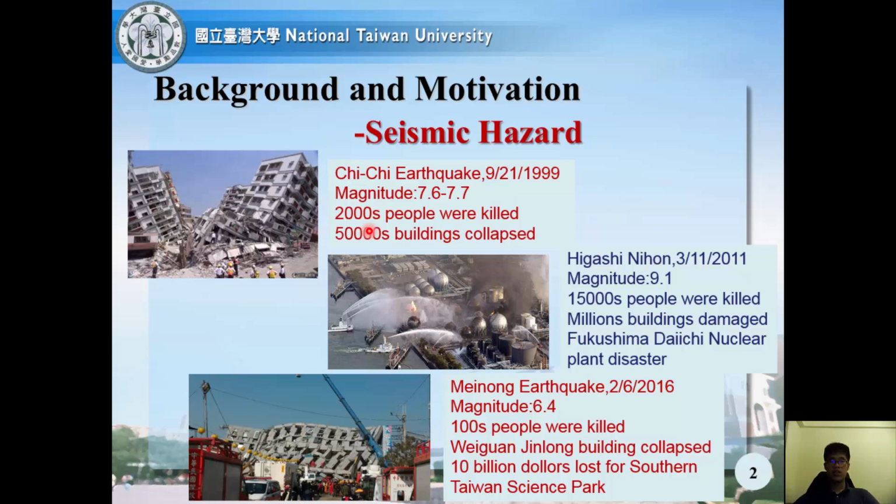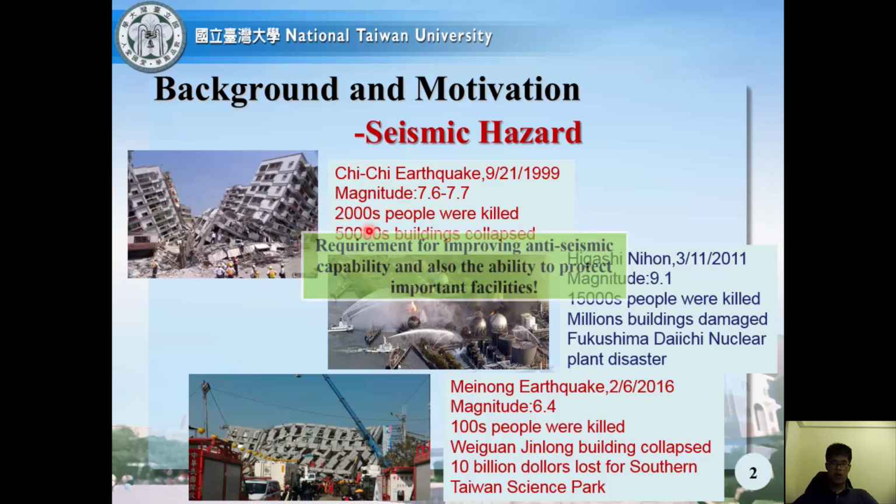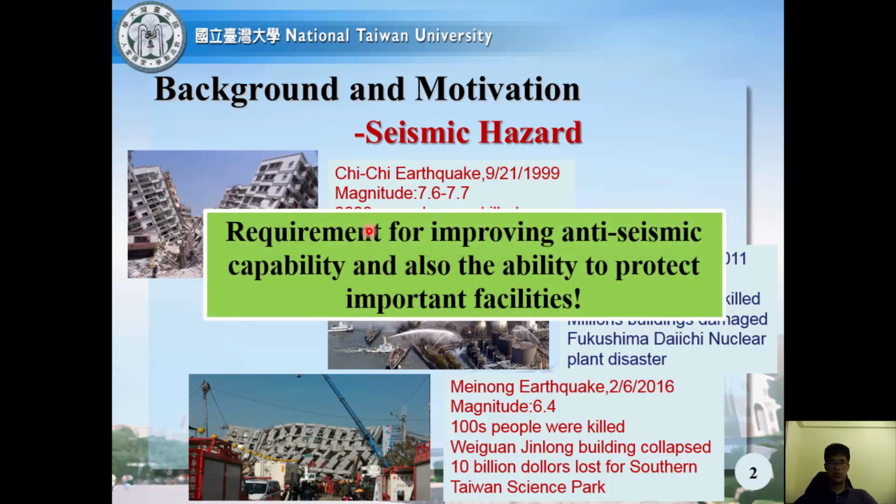From these examples, we may know that facility breakdown may lead to a great impact, not only to human safety but also to the economy. Although the Taiwan Seismic Code has been improved to avoid the structure from major collapse, the main structure still has a risk of damage under an earthquake. So it is important to improve the anti-seismic capability and also the ability to protect important facilities.